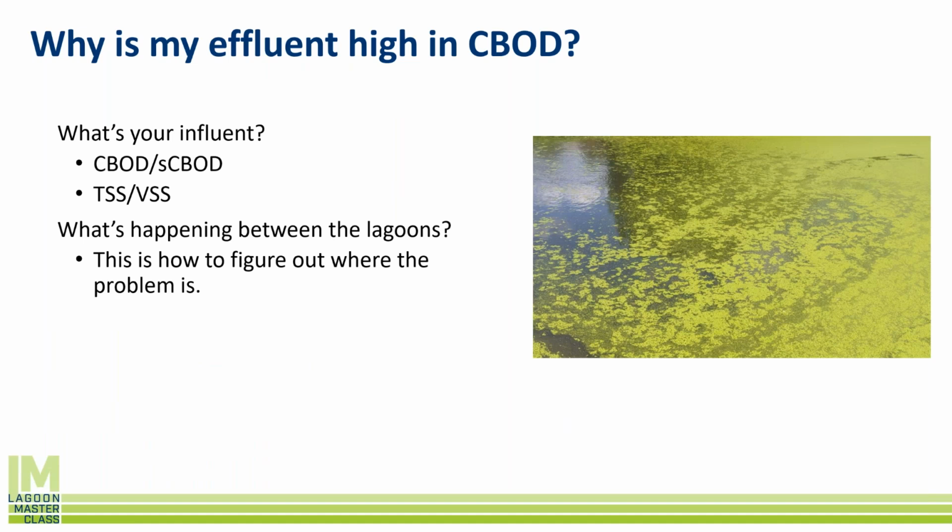So we can also look at the TSS and the VSS, and we'll talk about what those are, but total suspended solids versus volatile suspended solids. And then what's happening between your lagoons? Most of us don't have one lagoon. Most of us have 2 lagoons, 3 lagoons, or 4 lagoons in series. I've seen systems that are 11 lagoons in size. So what's happening between those lagoons?